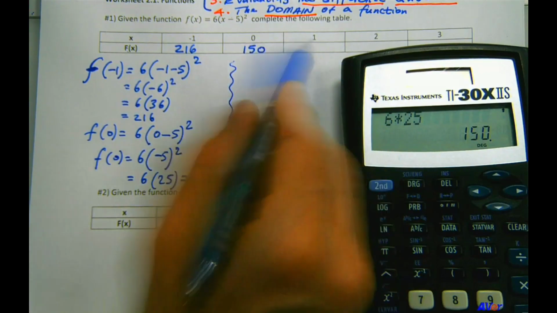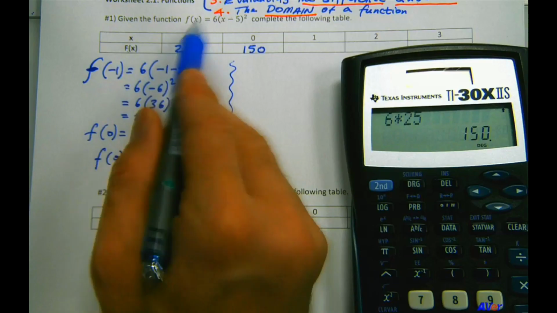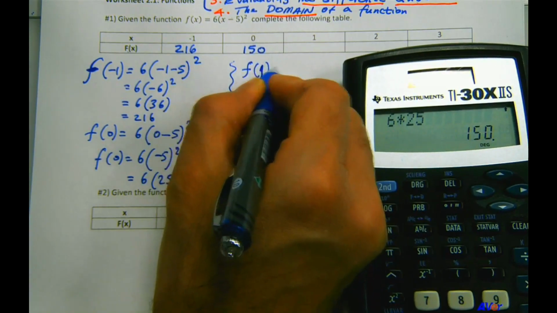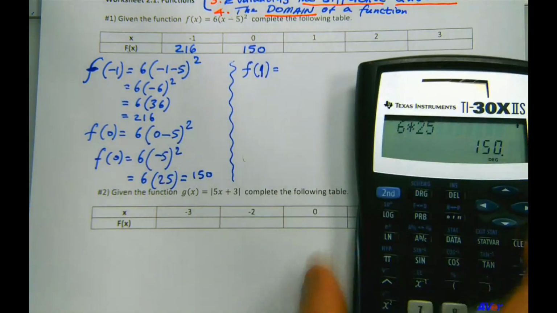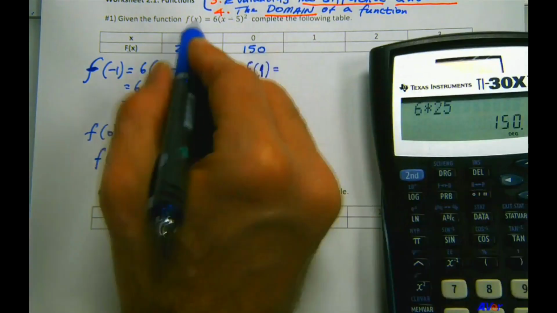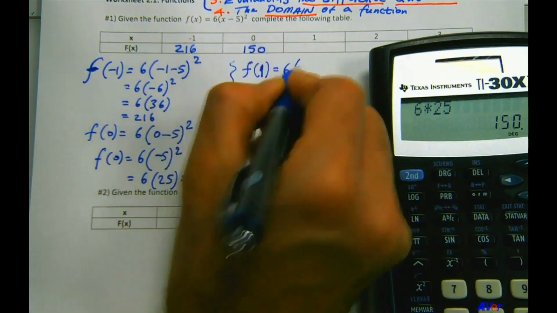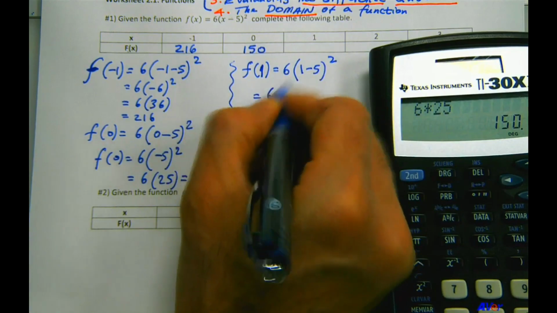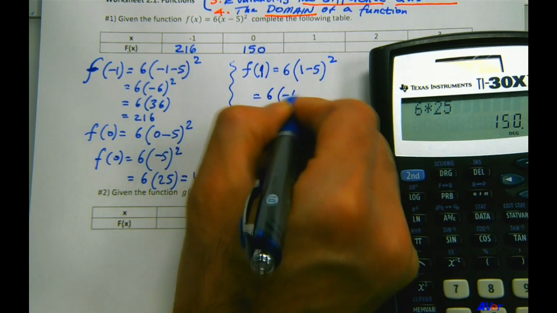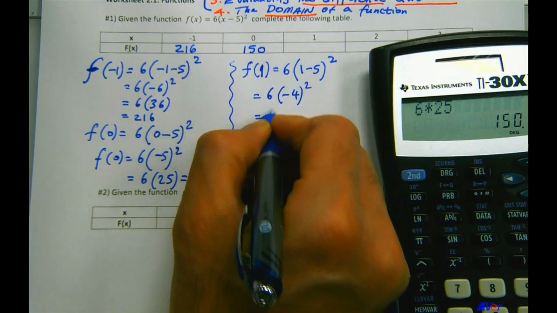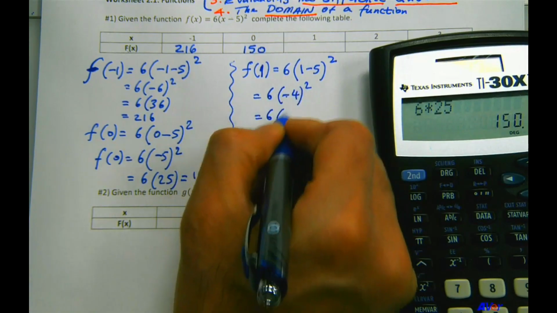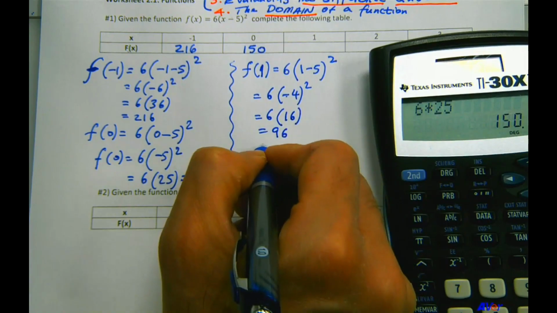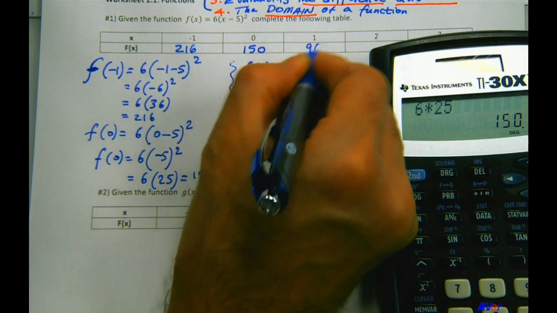So let's plug in 1 for x in this function. So the function at 1 is equal to 6 times (1 minus 5) squared. 1 minus 5 is minus 4, right? Minus 4 squared is positive 16. 6 times 16 is 96, right? So 96 ends up here.